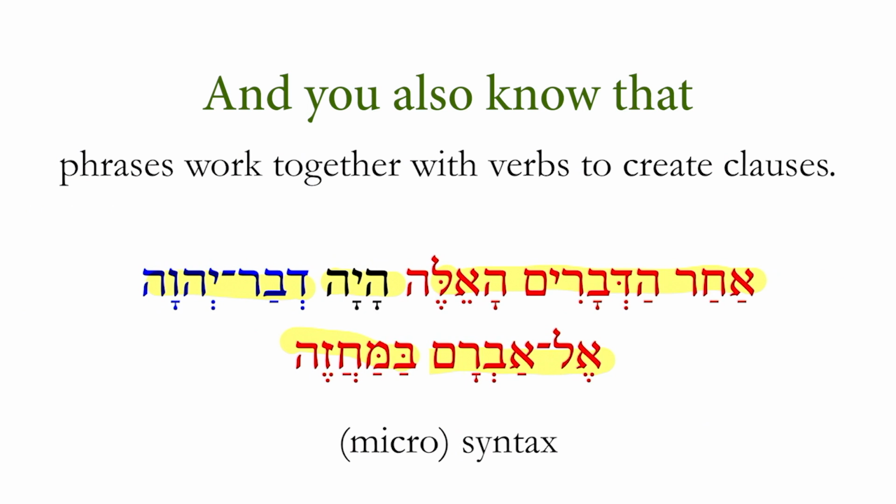So we have phonology, how consonants and vowels relate together to make sounds. And then we have morphology, how those sounds create words. And then we have microsyntax, or syntax of words within a single clause or within a single phrase. And that's called syntax or microsyntax. It's what you would normally think of as syntax.